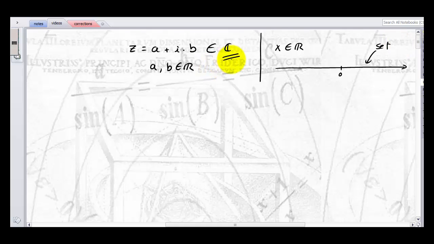We need to look at the set of complex numbers. The set has a name. You can call it the set of complex numbers, or you can also call it the Argand plane. The fact that it's called the Argand plane already gives you some idea that it's a plane. But it's not the customary plane that I'm used to, the Cartesian plane.